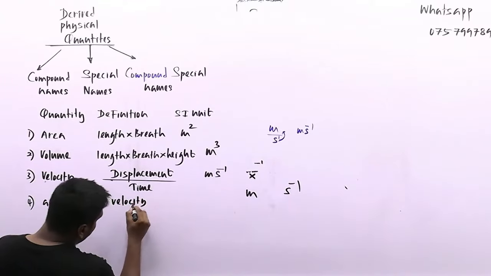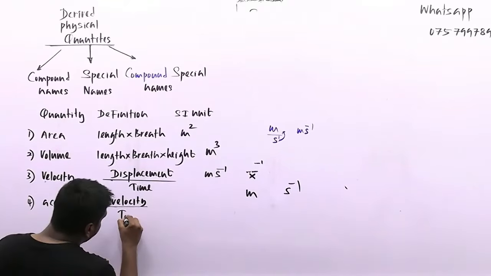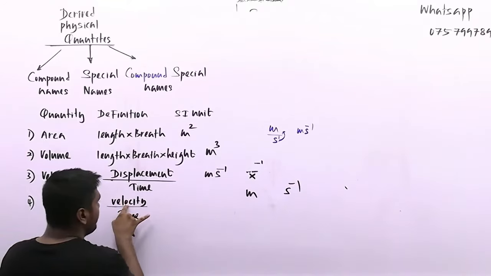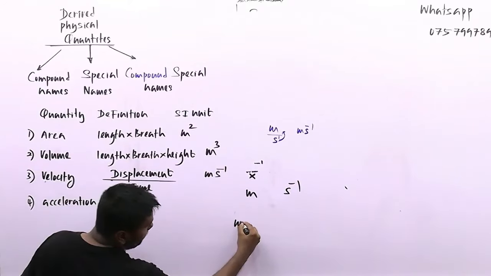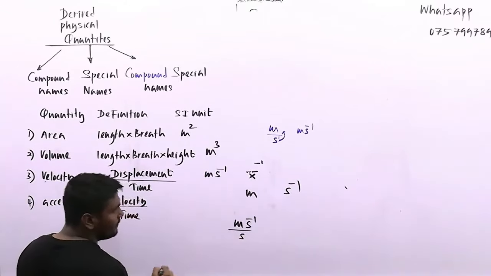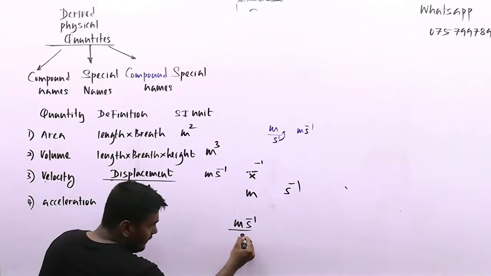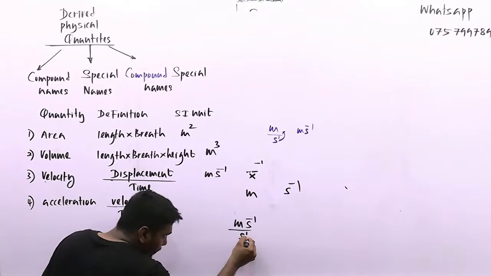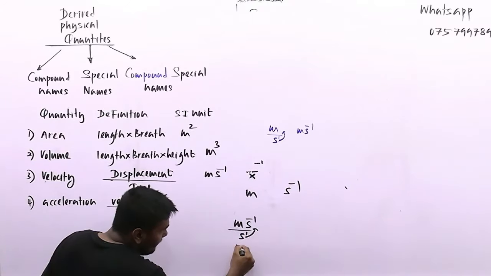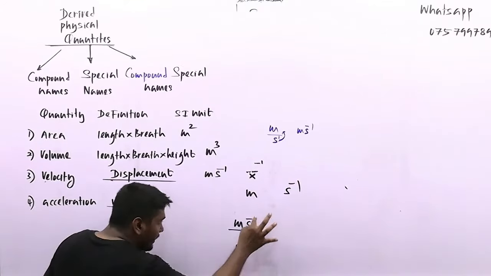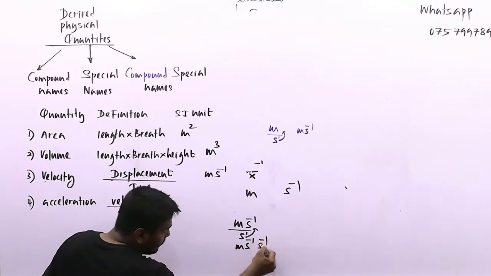Velocity over time. Velocity essentially is meters per second, over units of time, which is seconds. Now again, this second is at the denominator, and the power of the second is 1. When the second at the denominator goes to the numerator, it becomes s to the power minus 1. Already m s to the power minus 1 is in the numerator. When s to the power 1 also goes to the numerator, it becomes again s to the power minus 1.